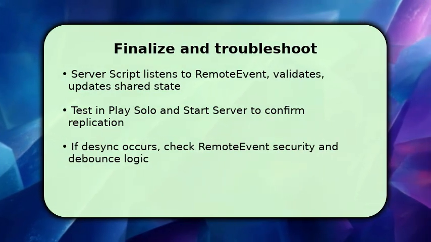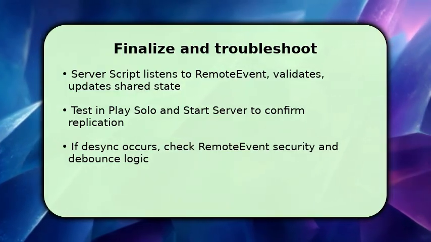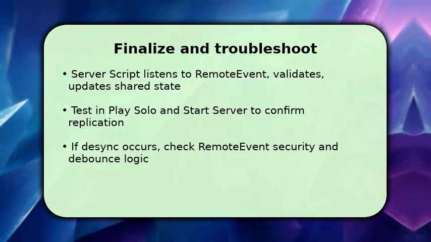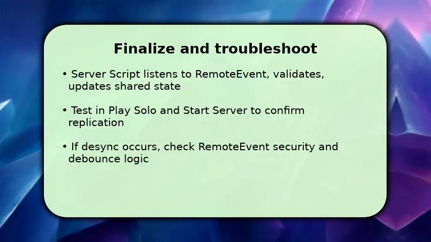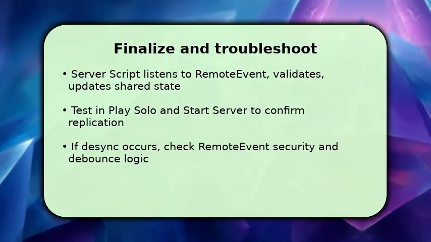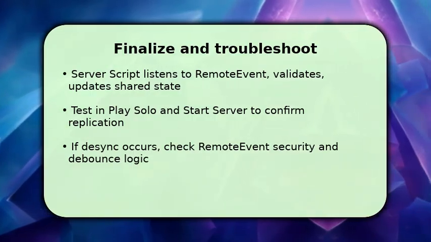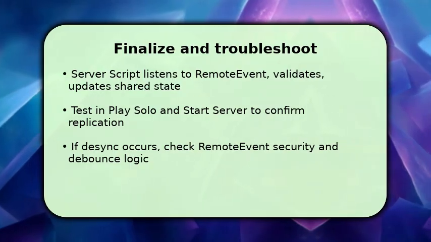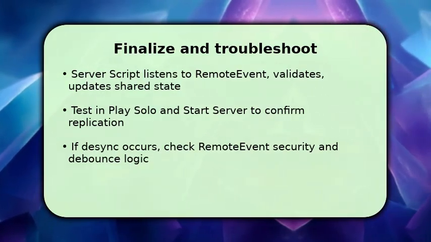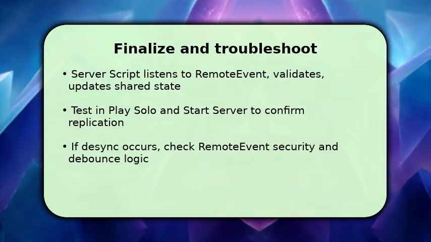On the server, listen for the remote event, validate the requester, then update a server-side bool value or replicate the change to all clients so everyone sees the same switch state. Test and play solo and in a start server/start player session to confirm replication. If things go wrong, check that remote events are fired correctly and that debounce and permission checks aren't preventing updates. This single troubleshooting step.